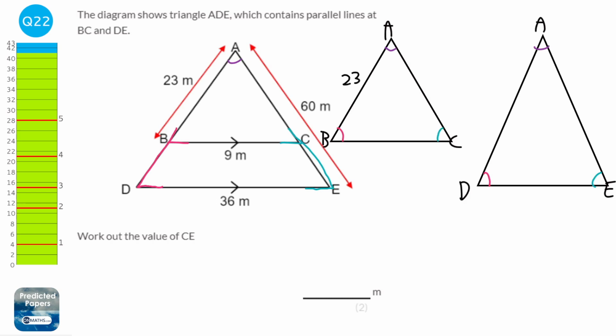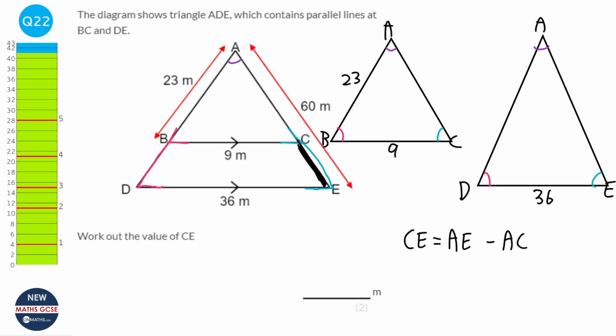I'm just going to put on the lengths that we've got. Now we're looking for quite a complicated one. We're looking for the length CE, which is this one here. Now I can't actually label that onto my two triangles, but what I do know is that CE is equal to AE minus AC. Now we know what AE is, which is 60. So we just need to find out what AC is, this one here. And when we find out what AC is, we can just take them away to work out what the CE is.